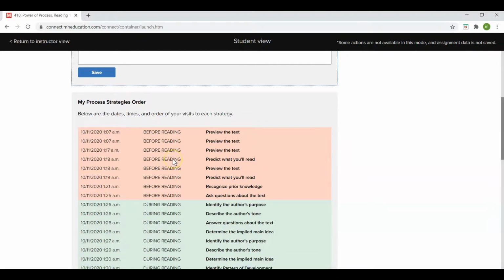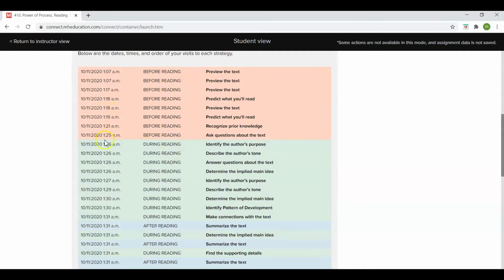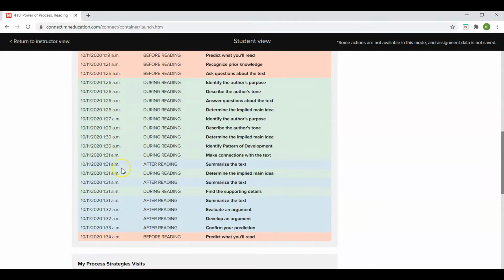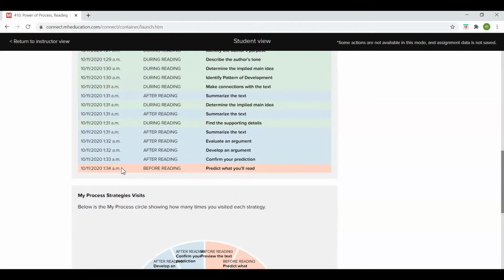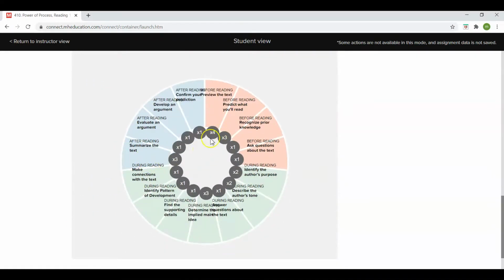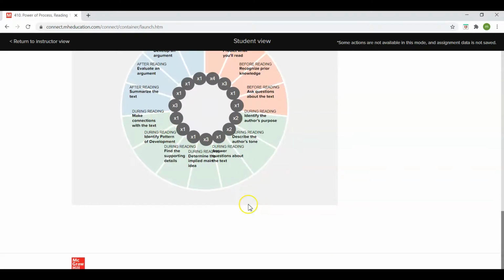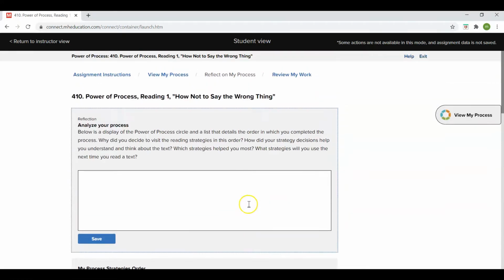Hit save. Notice it shows everything I've been doing when I did it, and you can see that I'm up late, or technically really early. It shows how many times I've looked at each one, right? So it's got a really nice summary of the things that I've done. So that's my process and the reviewing my work.